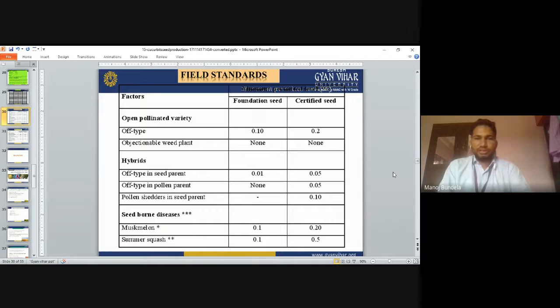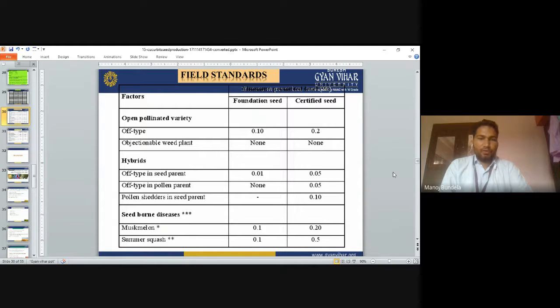So seed standards include the off-type plants. In open pollinated varieties, the off-type plants will be 0.1% only, and in certified seeds 0.2% only. Objectionable weed plants: it does not contain any objectionable weed plants in foundation seed and certified seeds.